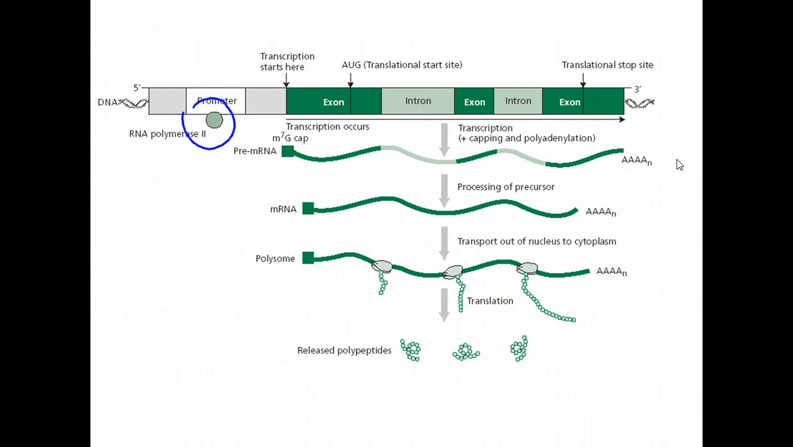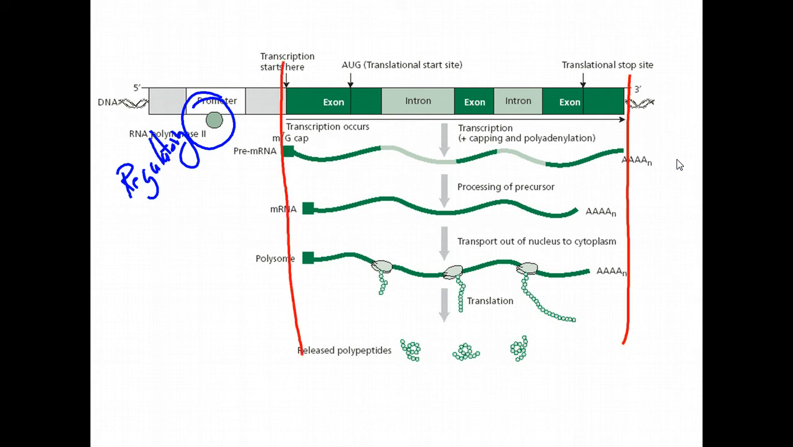What you're going to see today, we're going to talk about regulatory genes, and these are genes that control whether or not the RNA is actually transcribed. And then if we make a gene product, if we make a protein, these are called structural genes, okay?